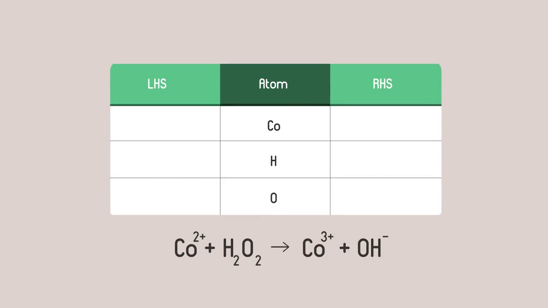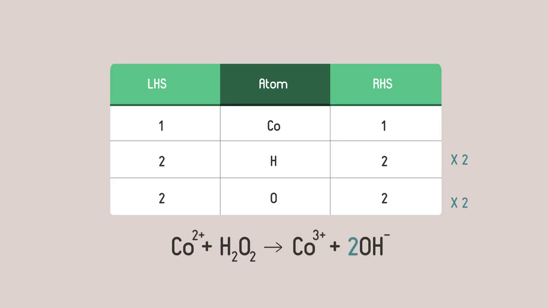We can start off by balancing the atoms. Here's a table like the one we used before. There are half as many hydrogens and oxygens on the right as the left, so let's double them. If we test this using our table to add up the atoms, it looks balanced.